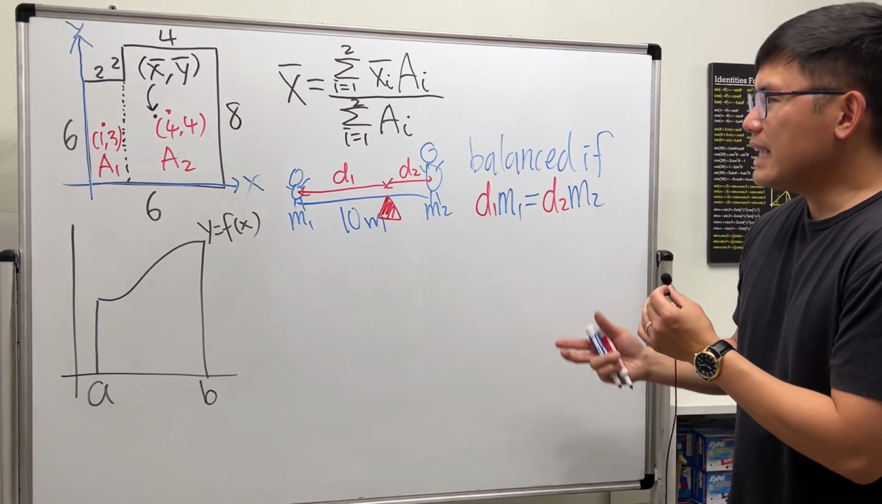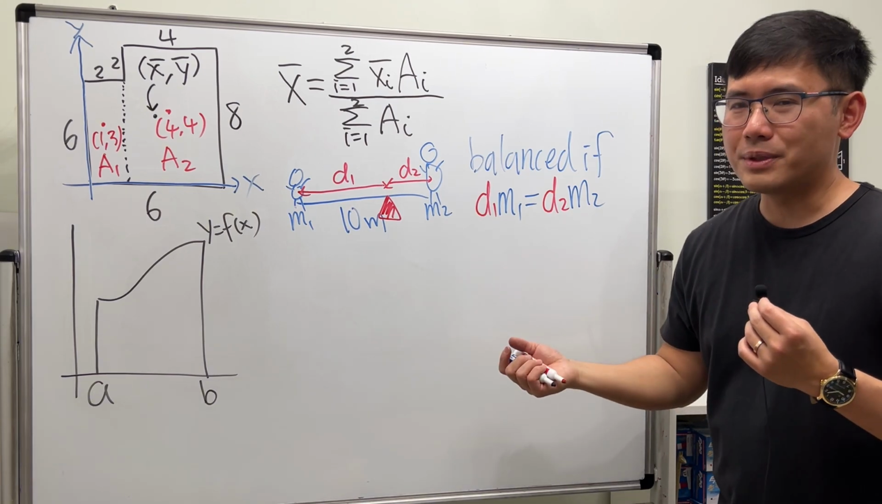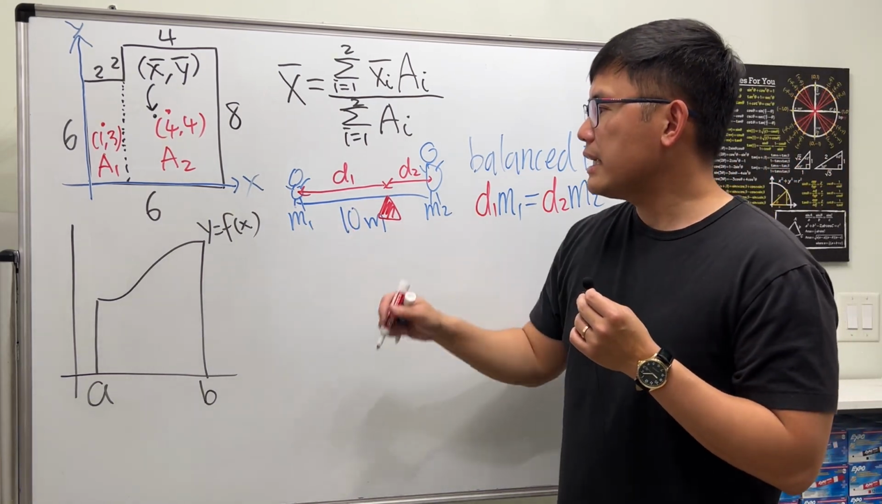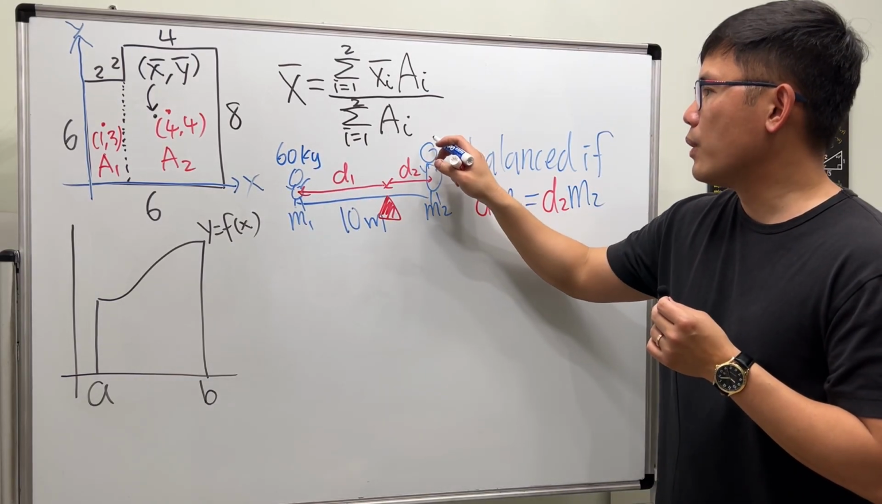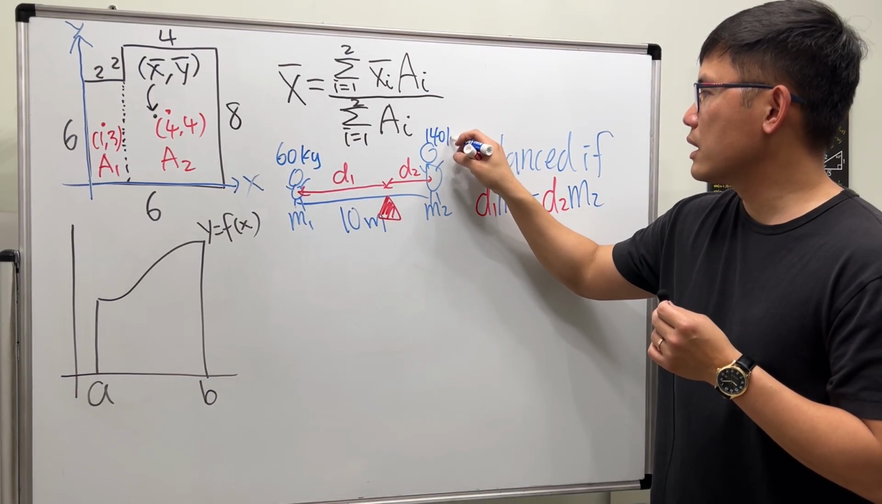And let's actually figure this out with actual numbers, why not? Let's say m1 is equal to 60 kilograms and m2 equals 140 kilograms.